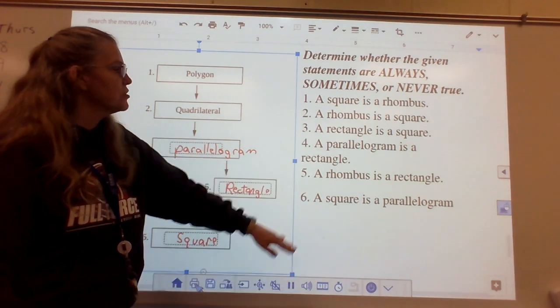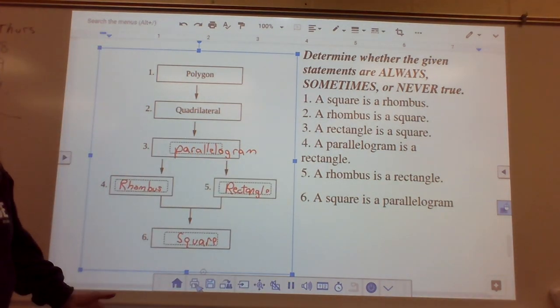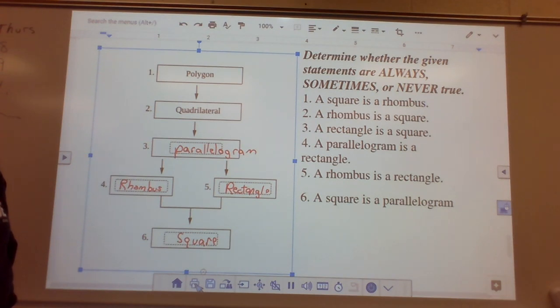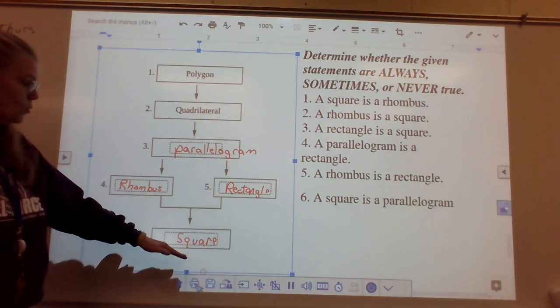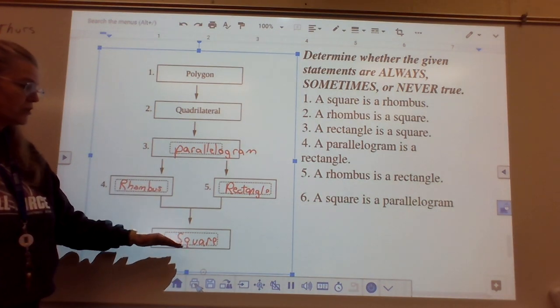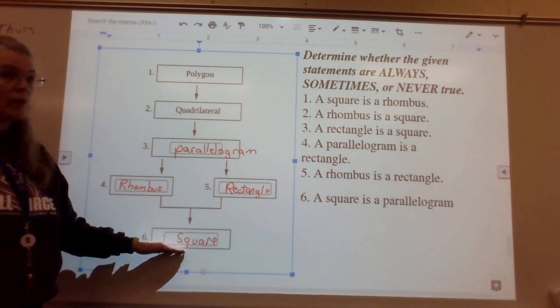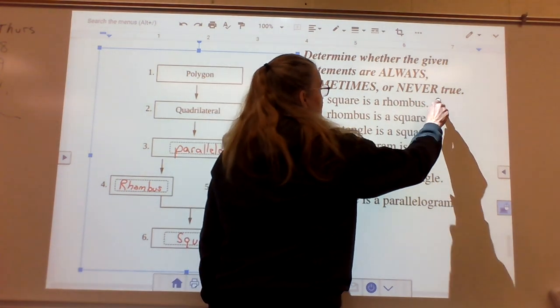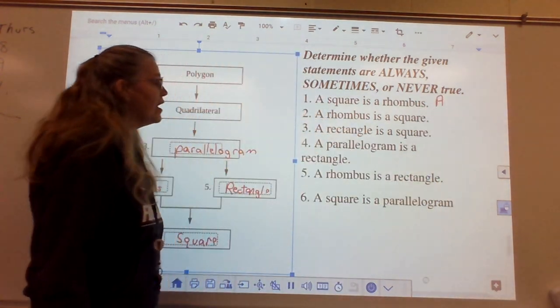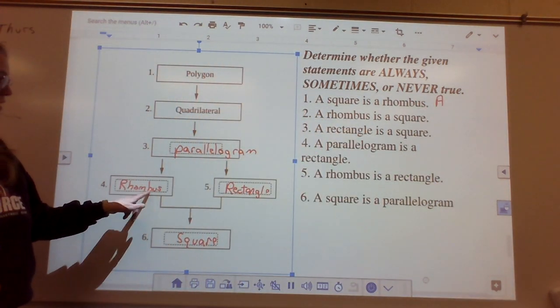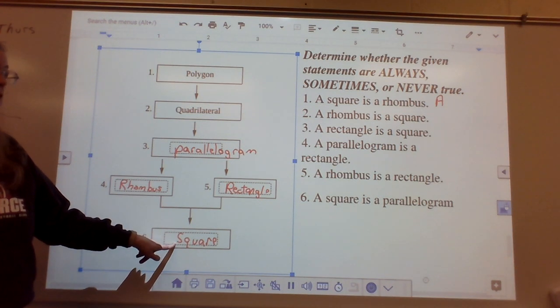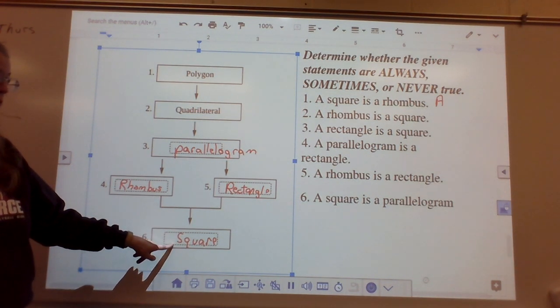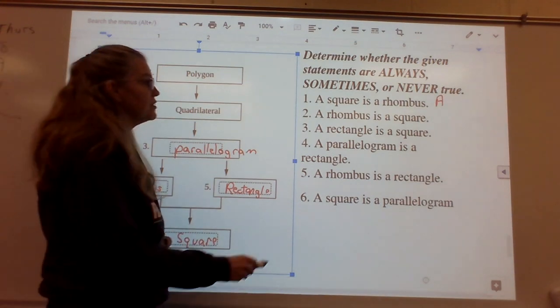So over here, there's some questions. It says always, sometimes, never. A square is a rhombus. Well, a square always follows underneath rhombus. So a square is always a type of a rhombus because it has four equal sides. So that's always. A rhombus is a square. Sometimes. It might be a square, but it doesn't have to be a square. So that's a sometimes.